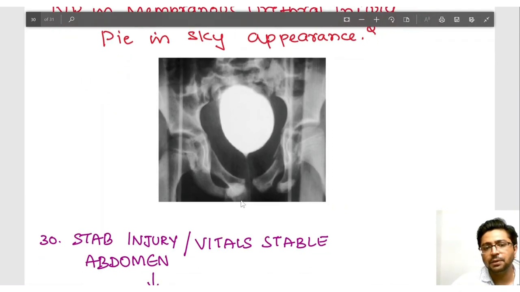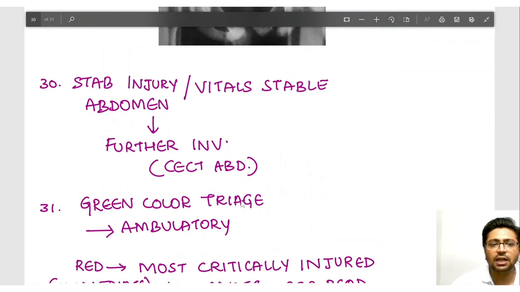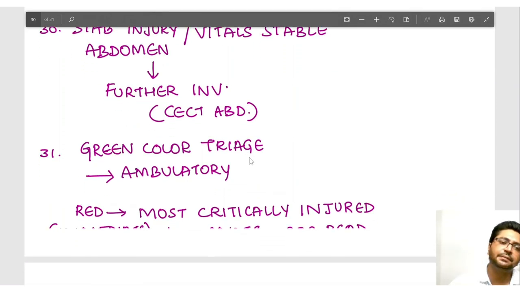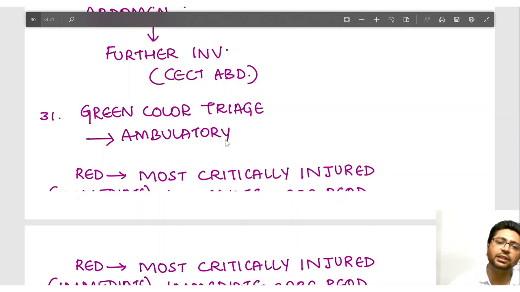The next question which was asked is, there is a stab injury and the patient is hemodynamically stable. So what is the investigation you want to do? Since it is a hemodynamically stable stab abdominal injury, we have to go for contrast CT scan of the abdomen and pelvis.